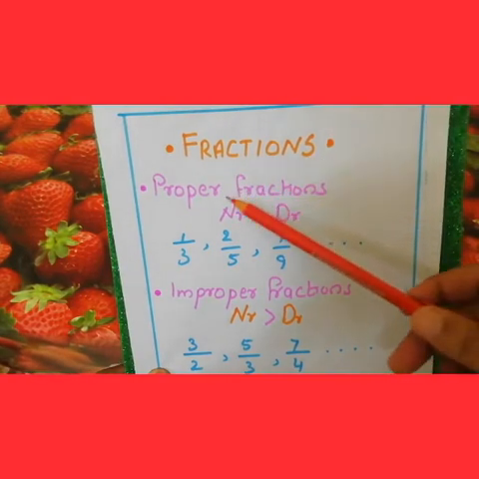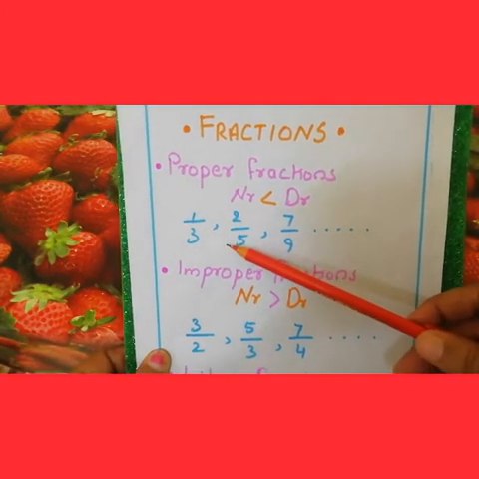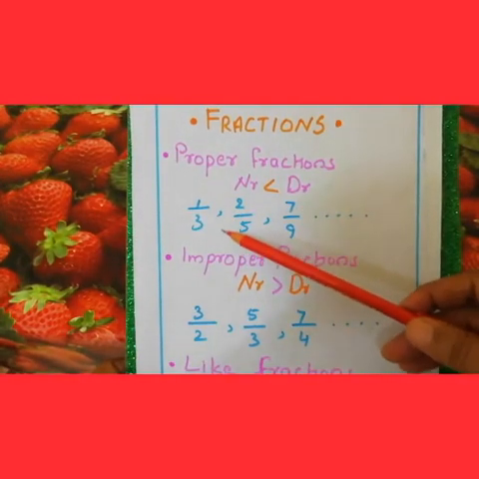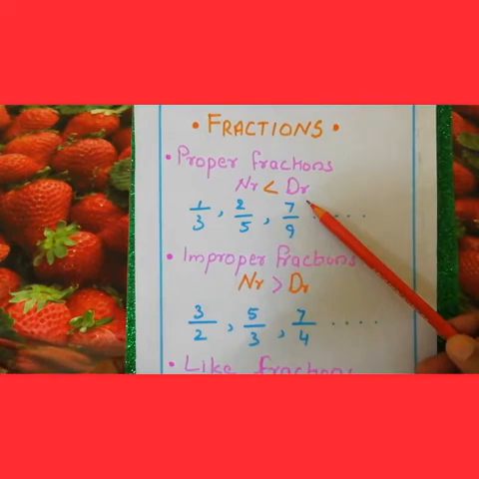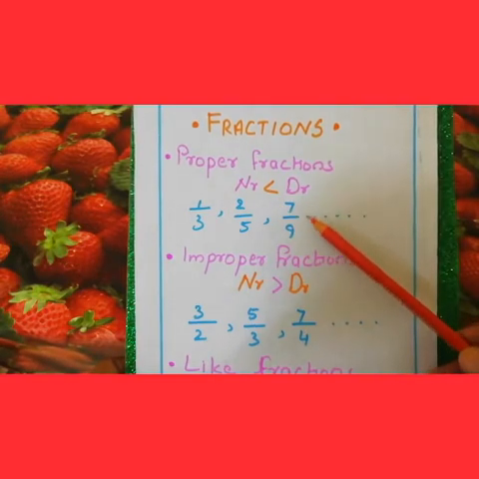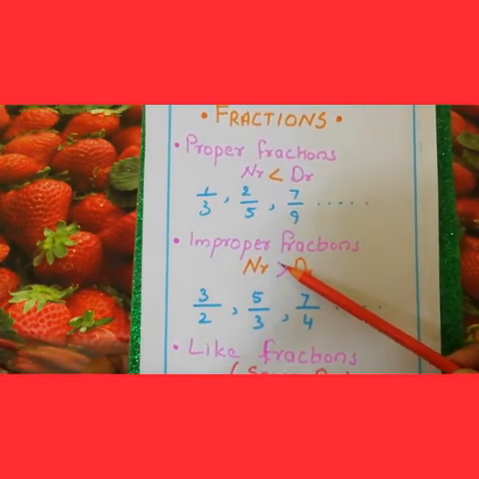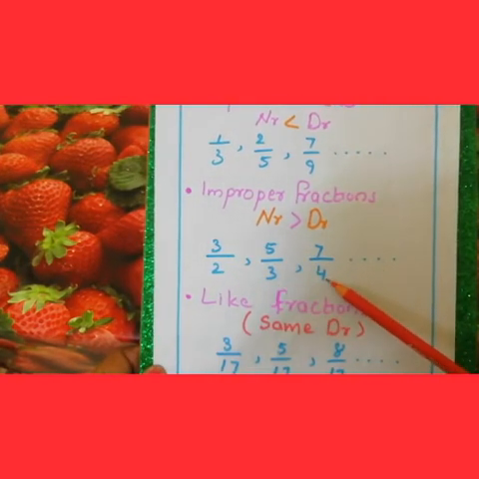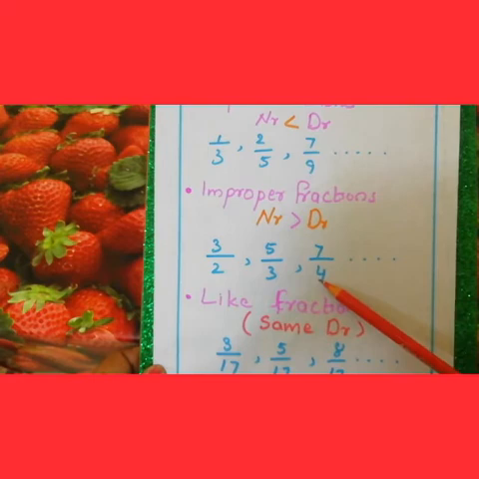Okay, fractions. First one is proper fractions. See the examples: 1 by 3, 2 by 5 and 7 by 9. In all these three examples, the numerator is less than the denominator. So if the numerator is less than the denominator, these types of fractions are called proper fractions. The next is improper fractions. See the examples: 3 by 2, 5 by 3 and 7 by 4. In all these examples, the numerator is greater than the denominator. So these fractions are called improper fractions.